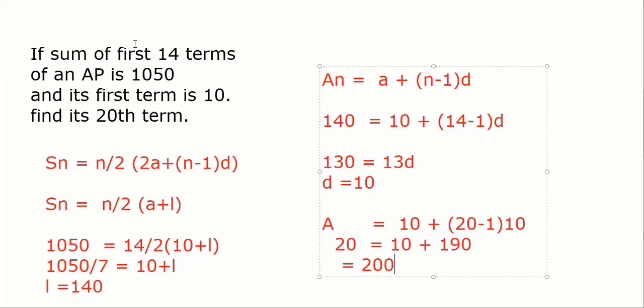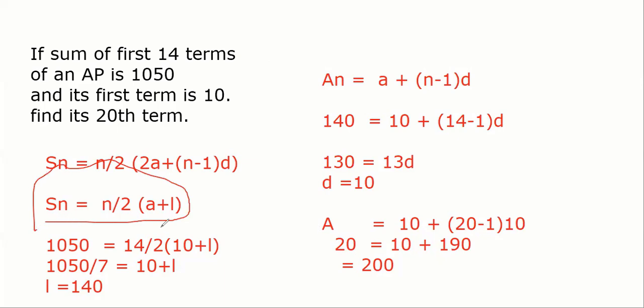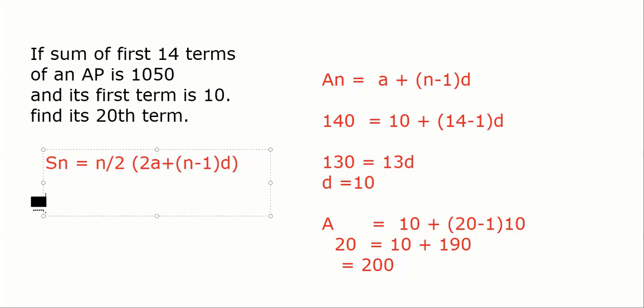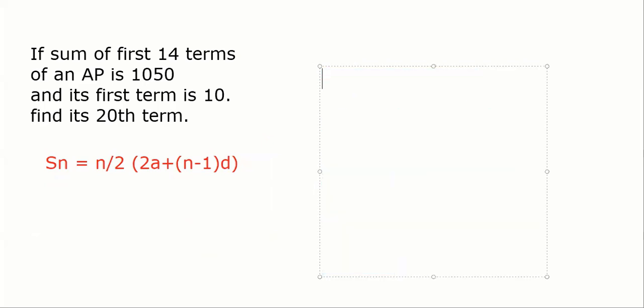So here we used this to get the last term first and then do it. But another way is to directly use this formula. You directly get d, no need to find l and all. So let me show you that also. That's what I was saying. If I don't do this and directly do Sn equals n by 2 into 2a plus n minus 1 d, here we know most of the things. We only don't know d. So let's directly use this.